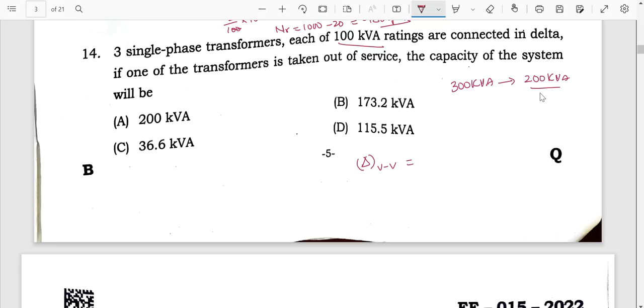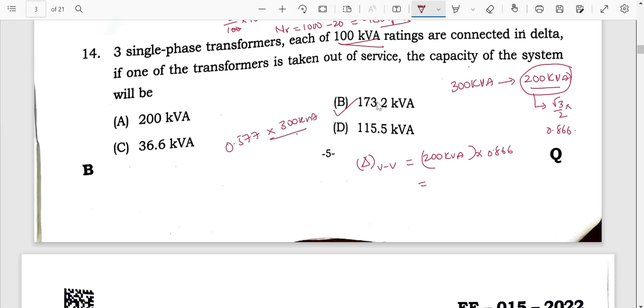But it is not going to supply the full load. The transformers are going to supply root 3 by 2 times, which is 0.866 of the total capacity of the two transformers, that is 200 kVA into 0.866. If you solve this, you'll get the answer as 173.2 kVA. Or we can also say 0.577 times the full 300 kVA. Both will give the same answer. So P will be the right answer for this question.